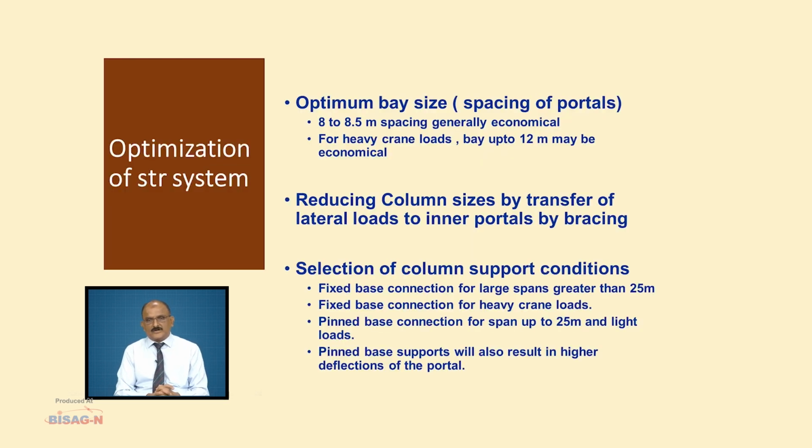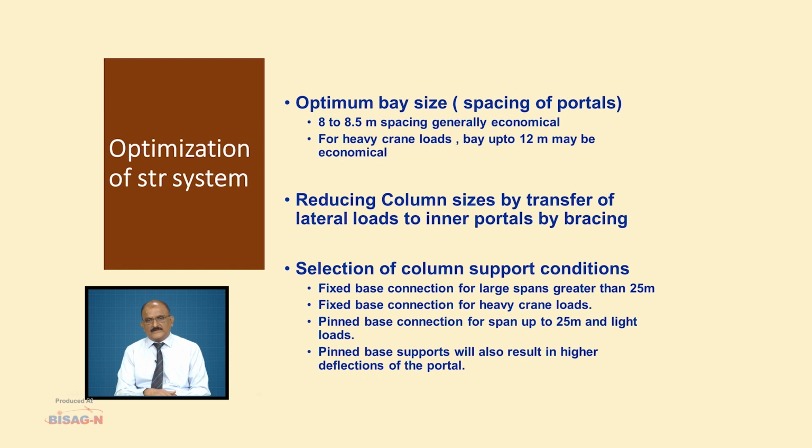The third one is selection of the column support condition. We can make the column support condition as hinged or fixed or something in between also. It is generally found that fixed base connections are more economical for large spans greater than 25 meter or with heavy crane loads, and for less than 25 meter, pinned base connections would be economical. Or you need not be fully fixed or fully hinged. Partially released base connections also are possible. It depends on how you are placing your anchor bolts, how we are anchoring the column onto the base or the foundation.